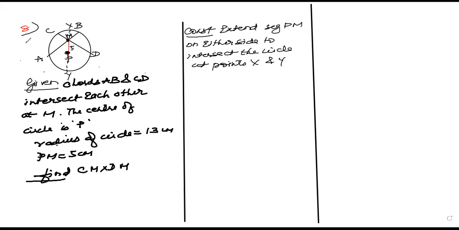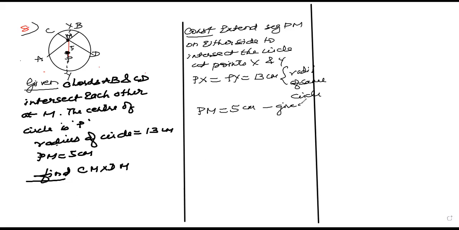Now tell me, on this new segment, which segments do you know? What is the center of the circle? P. So I know PX equals PY equals 13 centimeters. This is the radius of the same circle. Is any other segment known? Yes, PM is given as 5 centimeters.